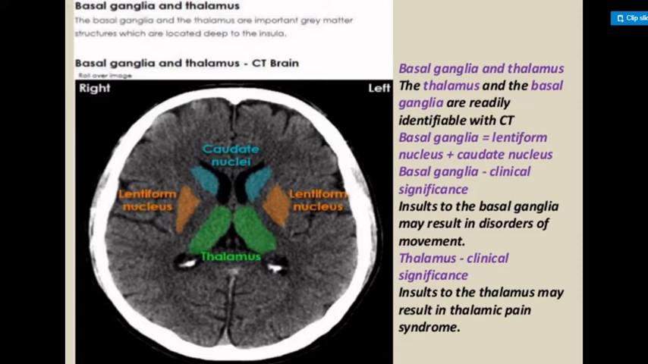Now, basal ganglia and thalamus. The thalamus and the basal ganglia are relatively identifiable on CT. Basal ganglia include the lentiform nucleus and caudate nucleus. Basal ganglia clinical significance. Insult to the basal ganglia may result in disorders of movement. So, any lesion in the basal ganglia will lead to disorders of movement. Thalamus clinical significance. Insults to the thalamus may result in thalamic pain syndrome.